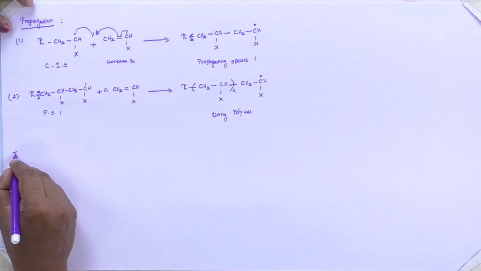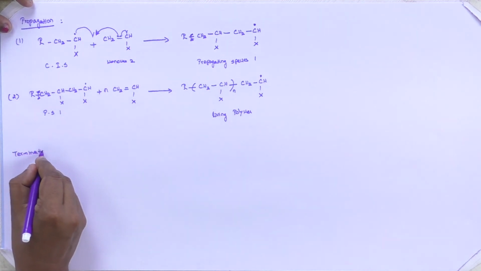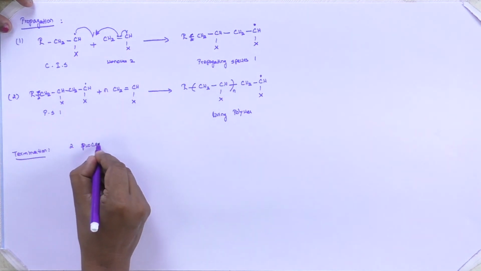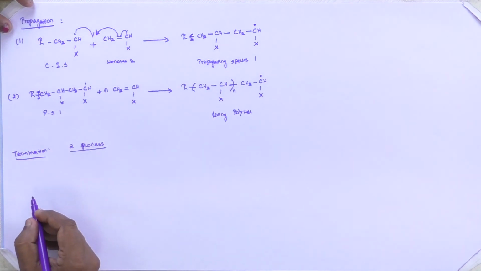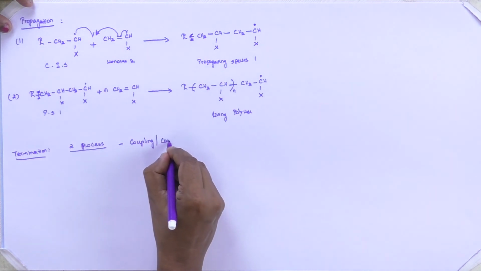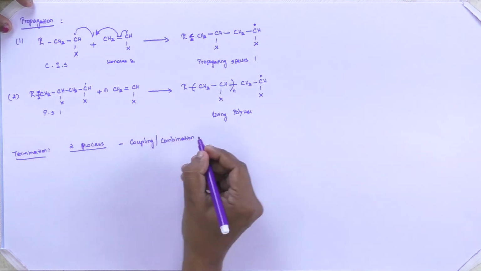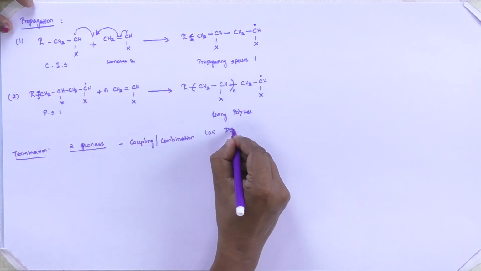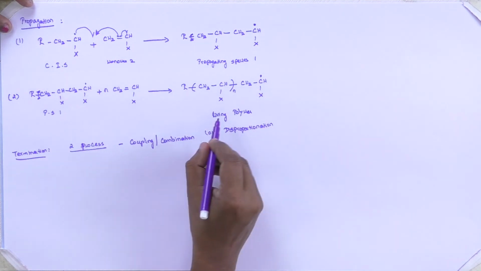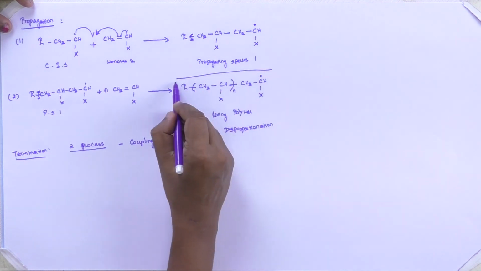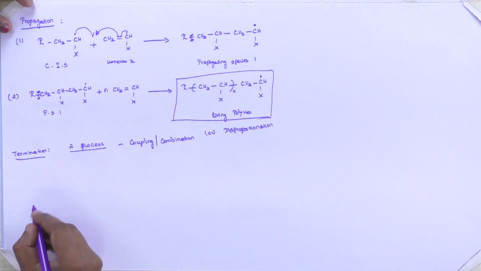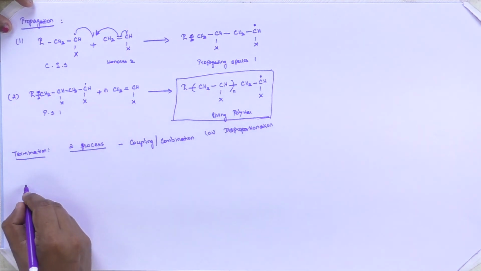The third step is termination. Termination may occur via two processes: one is coupling or combination, and the other one is disproportionation. You have a living polymer formed during the propagation step, and let us take it to the termination step.